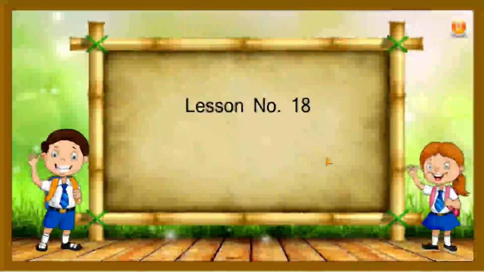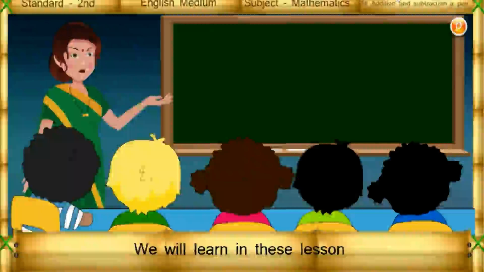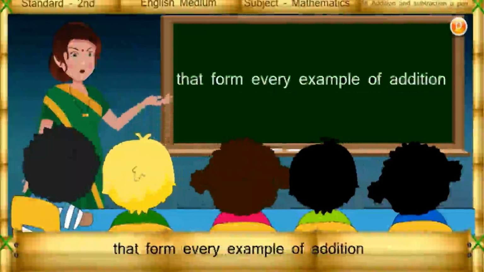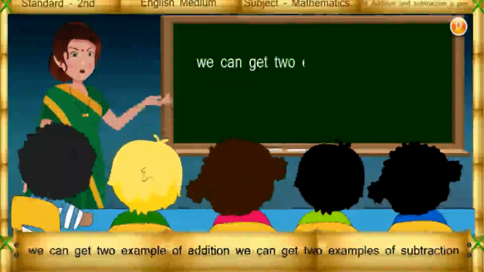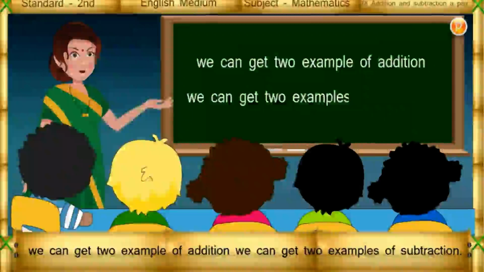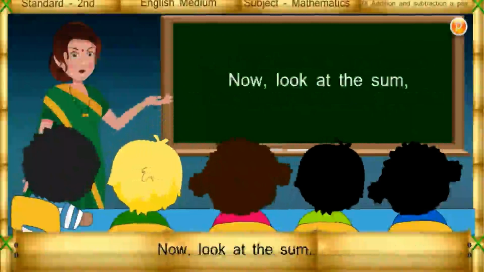Lesson number 18. Addition and subtraction in pairs. We will learn in this lesson that from every example of addition, we can get 2 examples of subtraction. Now look at the sum.